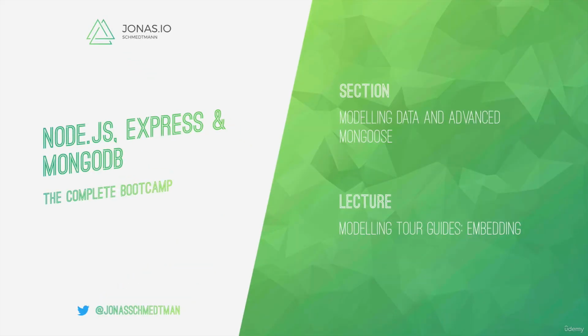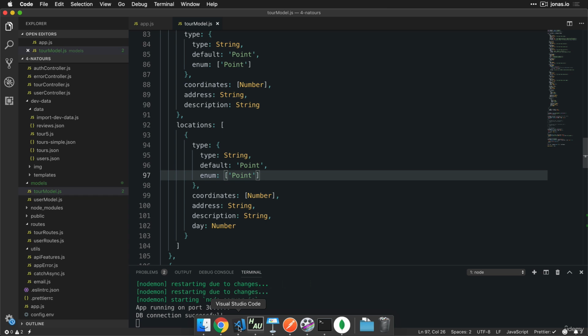So remember how in the video about our data model, we said that we could either embed or reference the tour guide data. So in this video, I'm going to show you how we could implement embedding tour guide documents into a tour document. So again, in this lecture, we are going to embed user documents into tour documents. And then in the next video, I will show you how we can actually reference users instead of embedding.